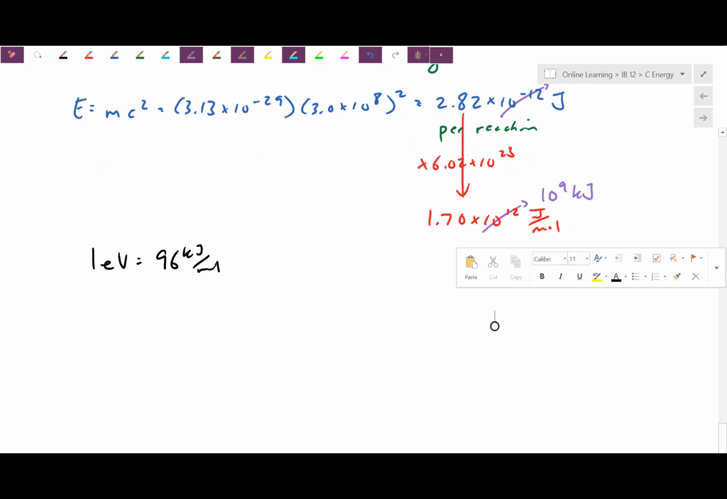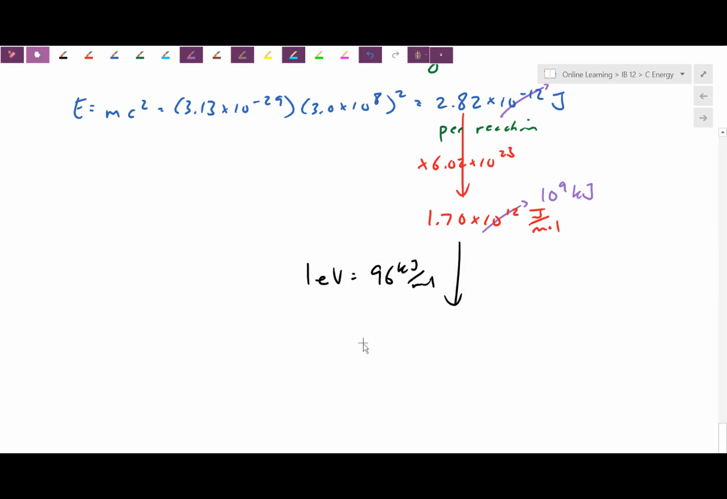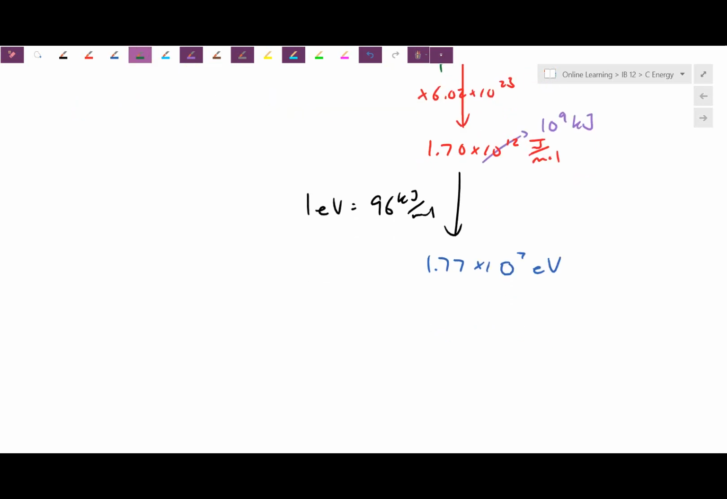I have this many kilojoules. I'm going to divide, right? Use this conversion to put it back into an electron volt unit for us. Divide it by 96. I get the number 1.77 times 10 to the, I'm getting 7. That's going to be in electron volts, and that's why it's going to be mega electron volts. 1 mega electron volt is 10 to the 6 electron volts. We have 17.7 mega electron volts.